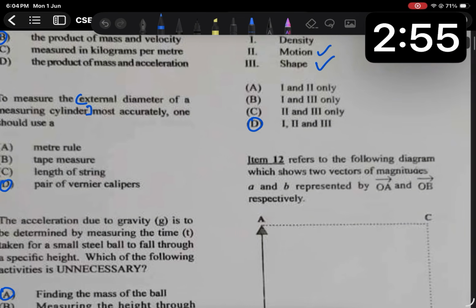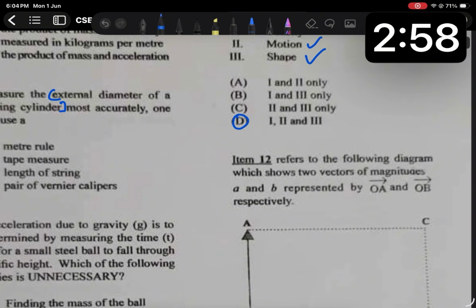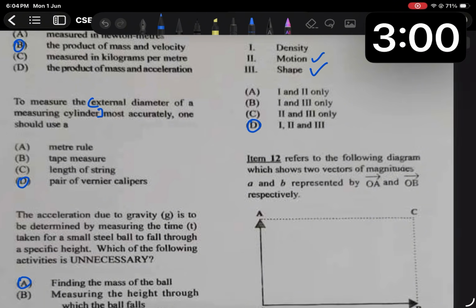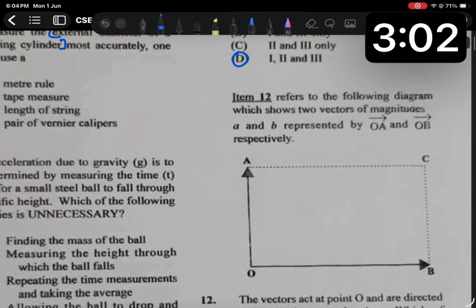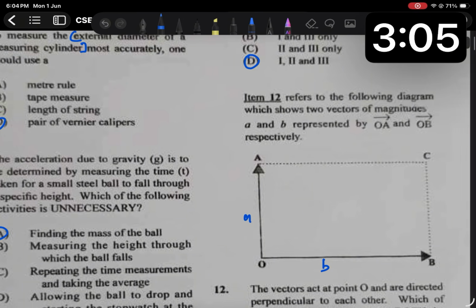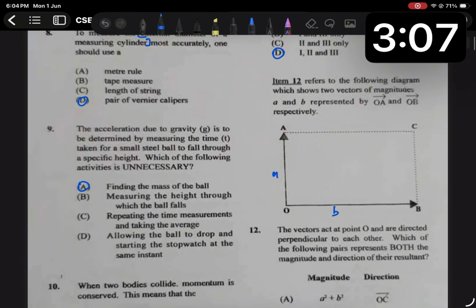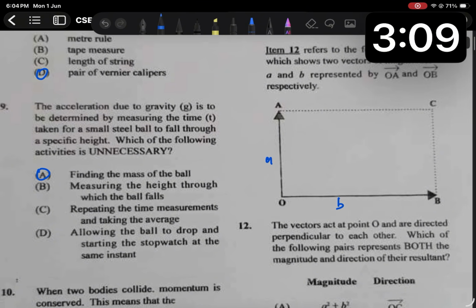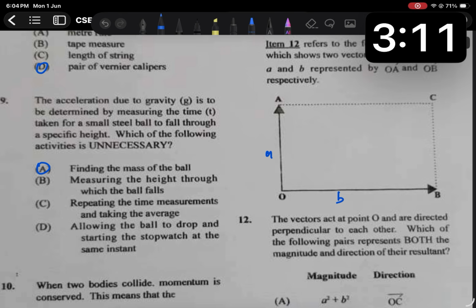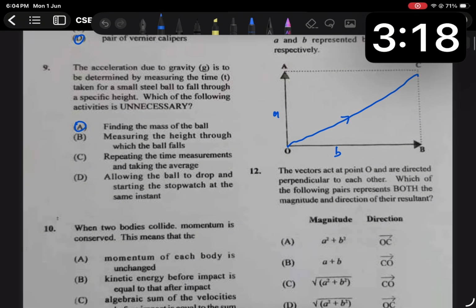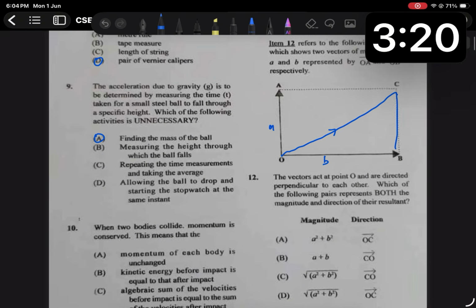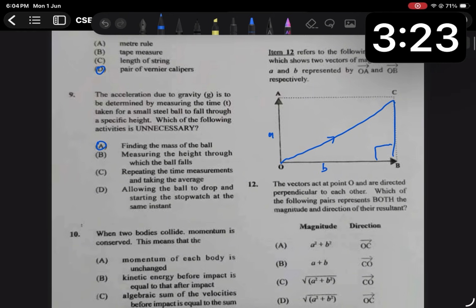Item 12 refers to the following diagram, which shows two vectors of magnitudes A and B, represented by OA, OB. The vectors act at point O and are directed perpendicular to each other. Which of the following pairs represents both the magnitude and direction of the resultant vector? So the resultant vector would travel like this. In order to find this, we know it's a right angle, so you can use Pythagoras theorem. So it would be A squared, B squared, and that would give you the resultant.